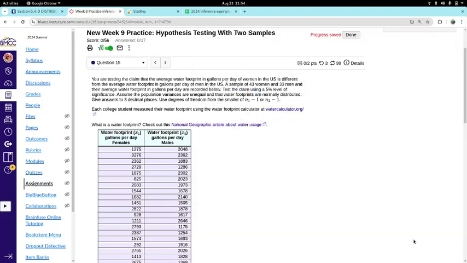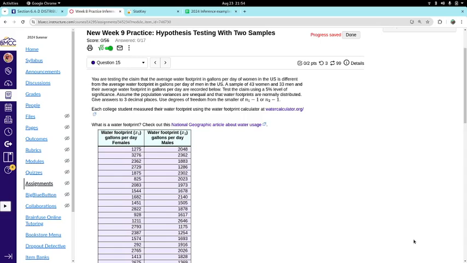So we are testing the claim that the average water footprint in gallons per day of women in the U.S. is different from the average water footprint in gallons per day of men in the U.S. A sample of 43 women and 33 men and their average water footprint in gallons per day are recorded below. I'm going to test the claim using the 5% significance level, standard significance level.